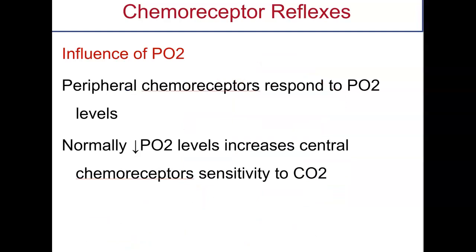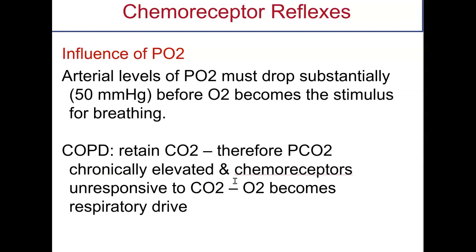Now, PO2 does not affect the central chemoreceptors. It only affects the peripheral, and it doesn't do much. In fact, usually if your PO2 is falling, all it does is make your central chemoreceptors a little more sensitive to CO2. In fact, your PO2 levels in your blood have to drop to about 50. So think about that. Normally, your PO2 is 104. It has to drop to half of that before you would feel like you needed to breathe.